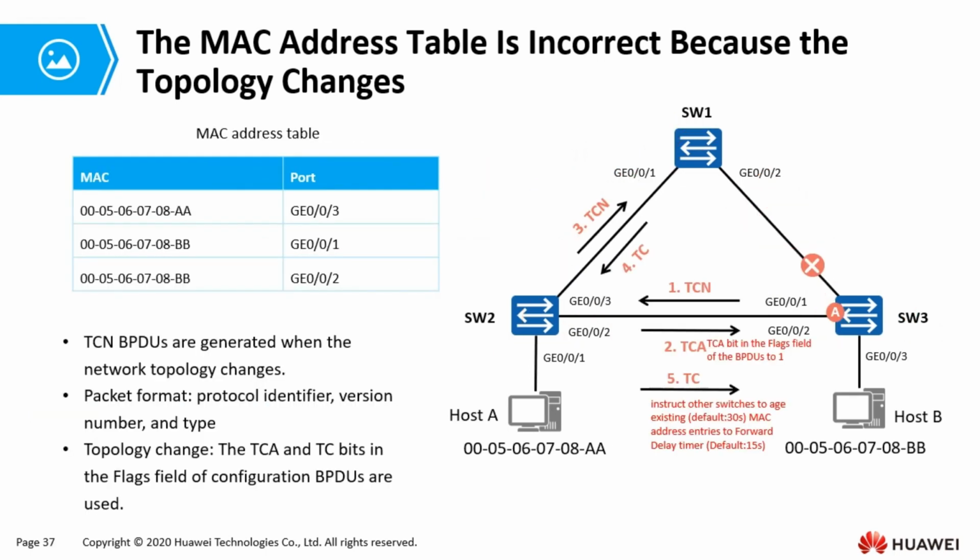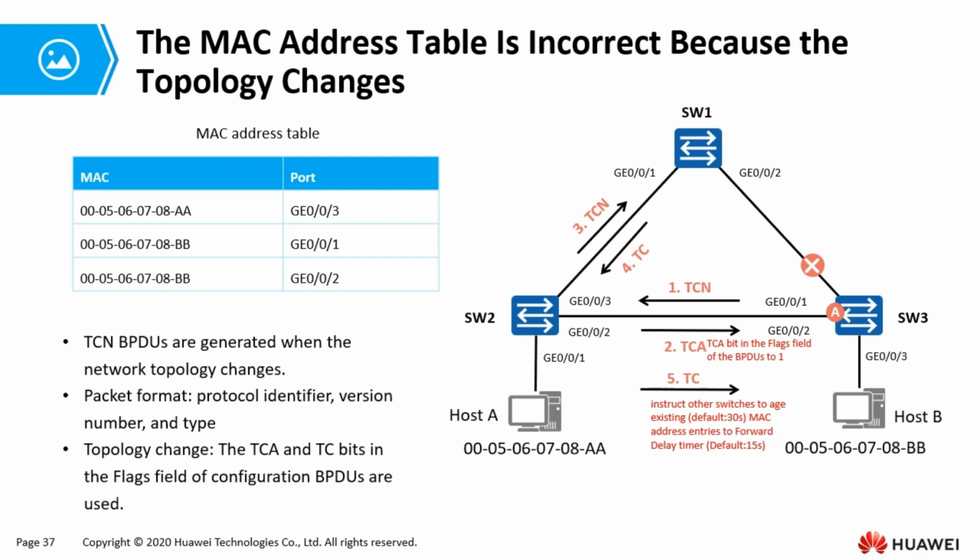Okay, so when the topology changes, the root bridge is going to send the topology change BPDU to notify the other switches of the topology change. Basically, the root bridge will generate the TC to instruct the other switches to flush their existing MAC address entries. So this is how the process happens.